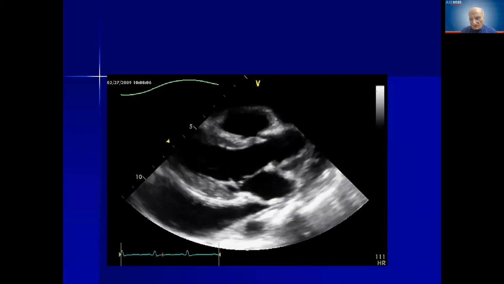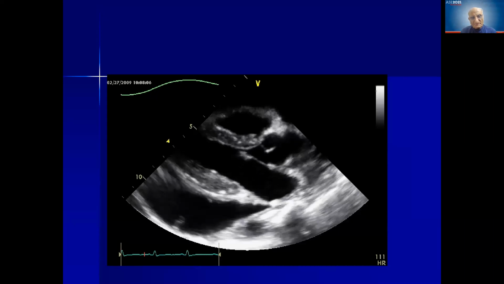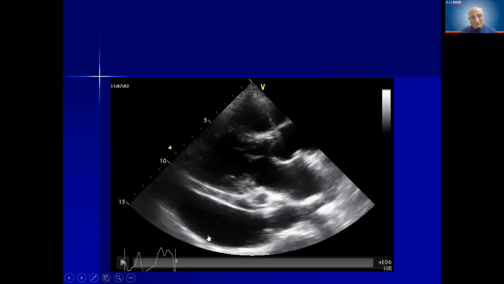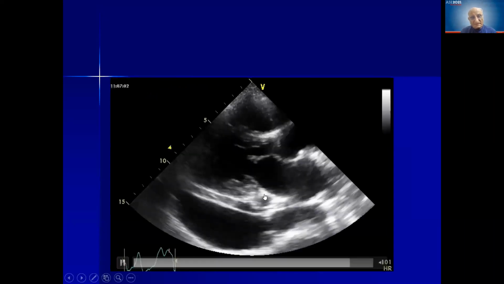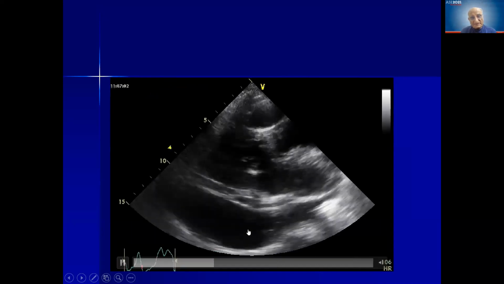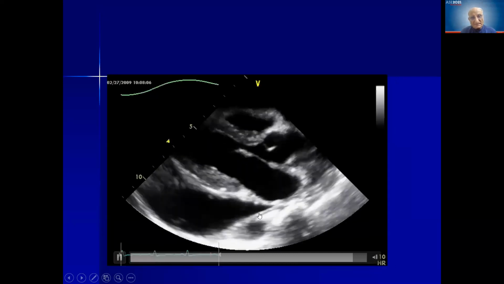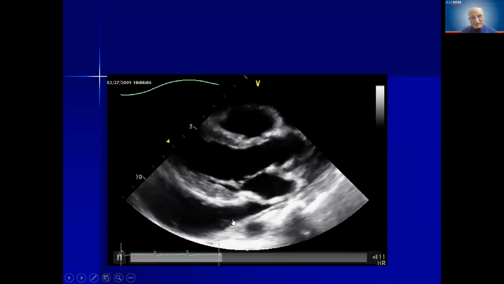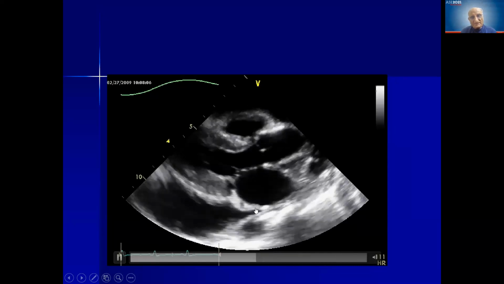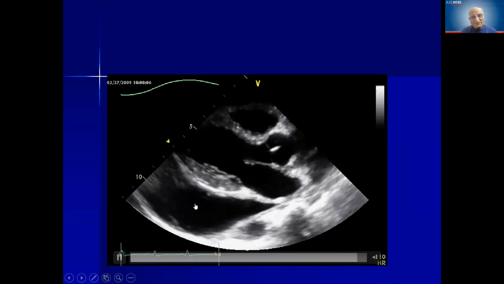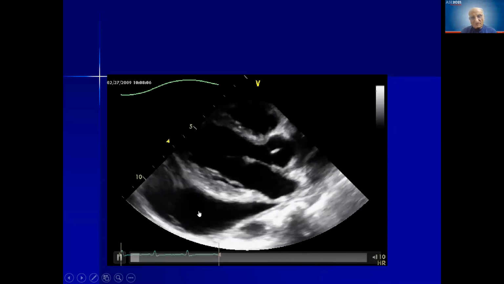So I've shown you this again. See, make an impression on your mind. This is posterior to the descending aorta, going behind the left atrium, and this is a pericardial effusion, which is anterior to the descending aorta and does not go behind the left atrium. So these are the differentiating features between the pleural and pericardial effusion.